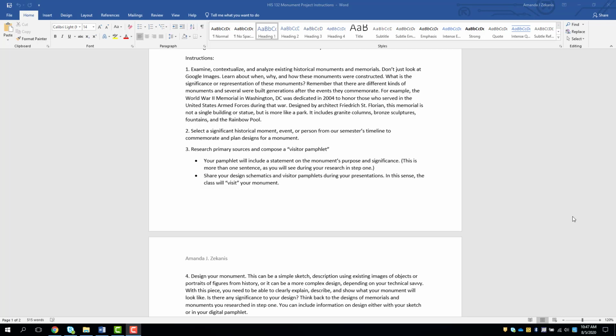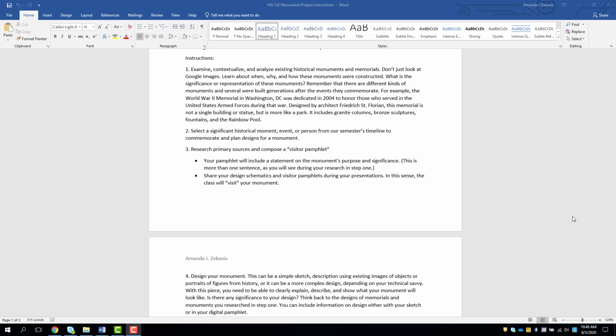So remember that there are different kinds of monuments and memorials, right? They're not all going to be just statues. And some of them were built generations after the events they commemorate. So the example I've included in here is the World War II Memorial in Washington, D.C. that was dedicated in 2004. So that's nearly 60 years after the end of the war, two generations, to honor those who served in the United States Armed Forces during that war. So the designer didn't make a building or a statue. Instead, it's like a park. If you've ever been there, it's like this circular thing that's got all these different columns and these bronze sculptures. They almost look like big circles on the columns. And then there are fountains and there's a rainbow pool.